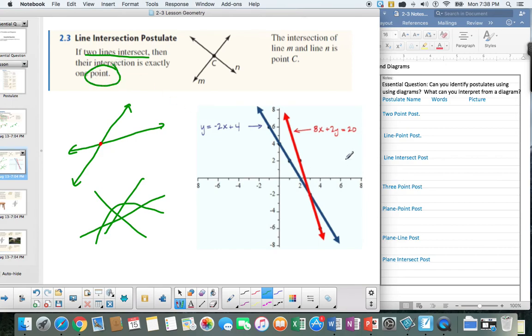Now, back in algebra, you were solving equations. You would graph a linear equation. You would graph another linear equation. And if those 2 did intersect, you learned how to find that intersection point. So what we're doing here in 2.3 is probably very similar to what you did in algebra.